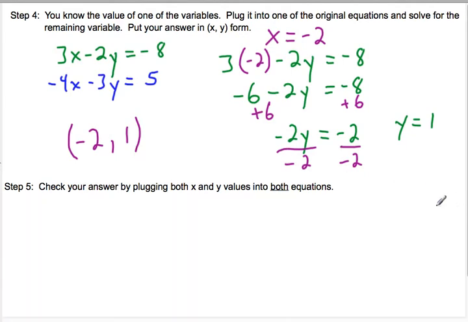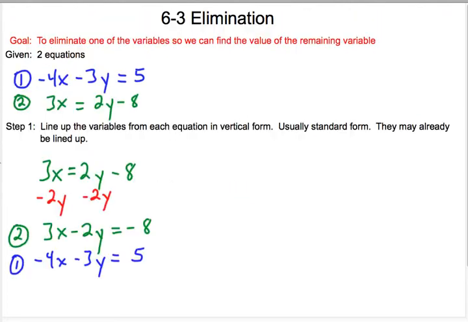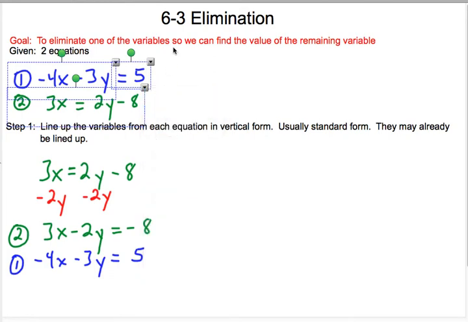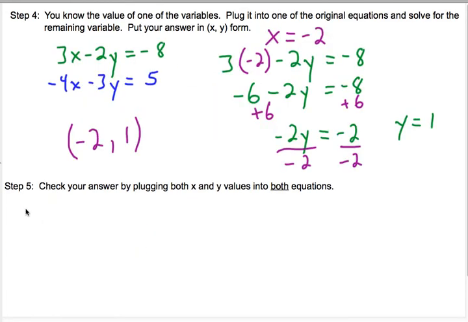Step 5 is going to prove it. Check your answer by plugging both x and y values into both equations. Now one of these equations we had changed from the beginning. So why don't we use the original just in case we made a mistake. We'll find out right now, because we could have made a mistake way in the beginning and not known it.